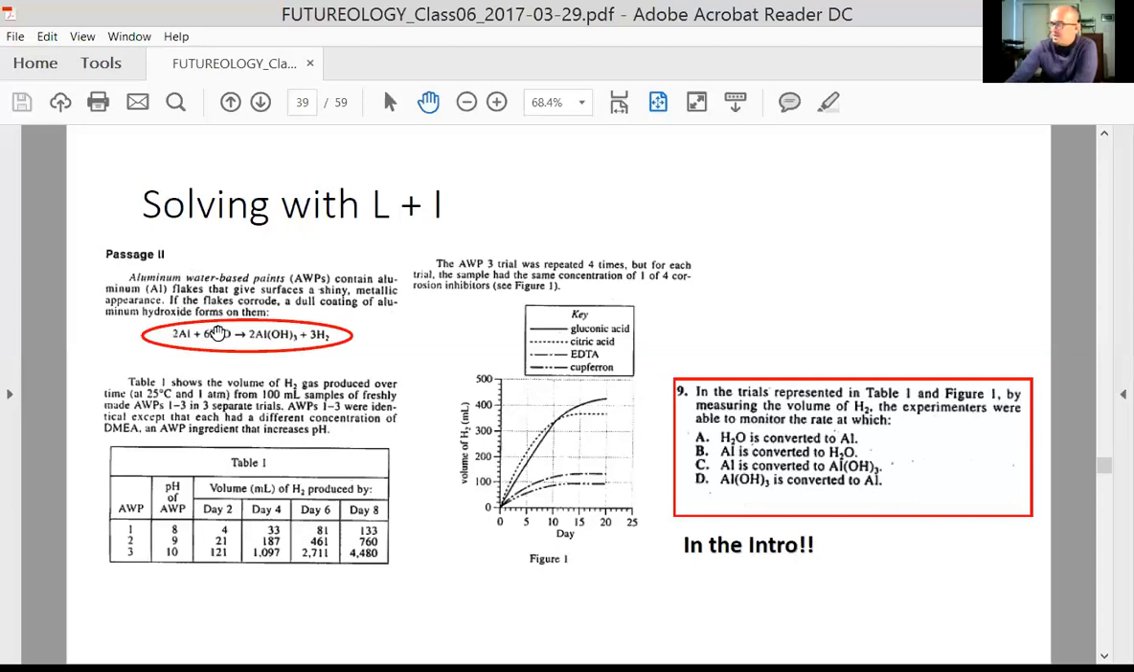H2O and Al are on the same side. And we're not talking about Al being converted to H2O, because that's the same thing as A, but reversed. So we can cross off these 2 easy answers, and then we can choose whether it's C or D.